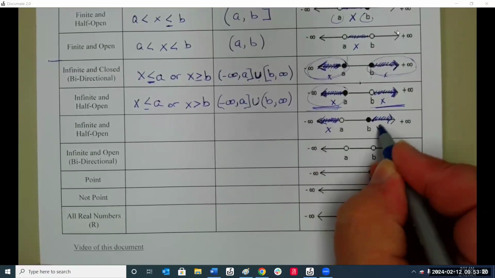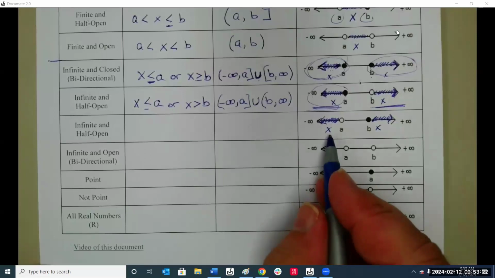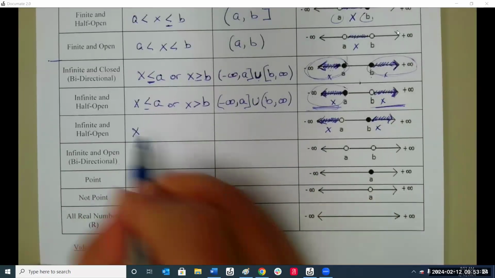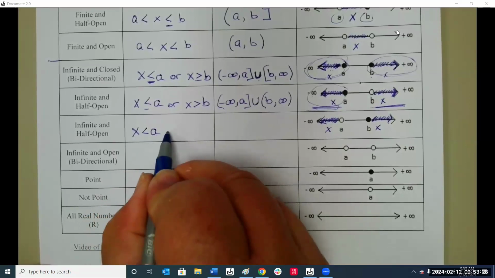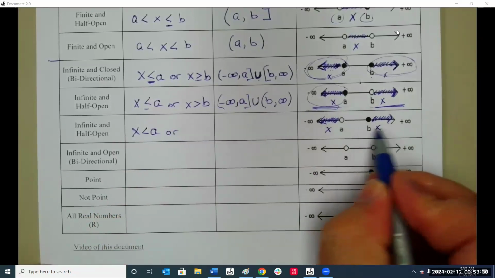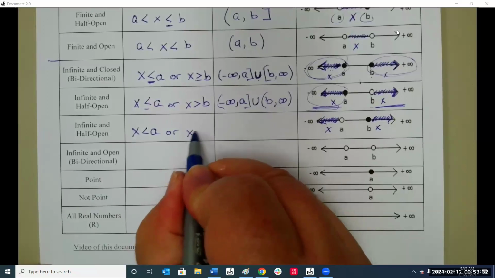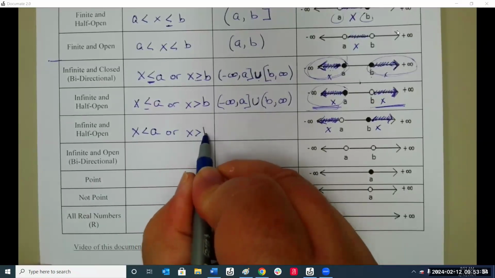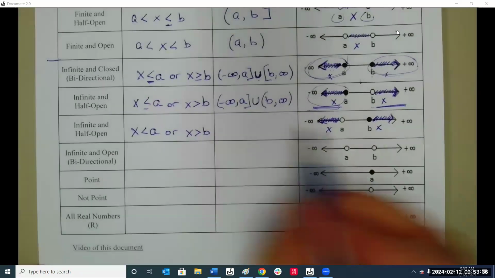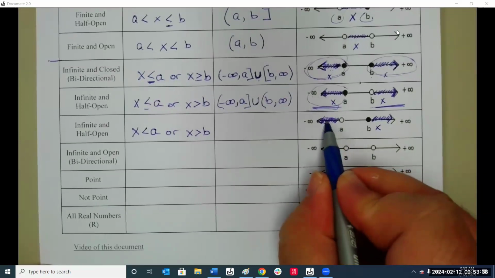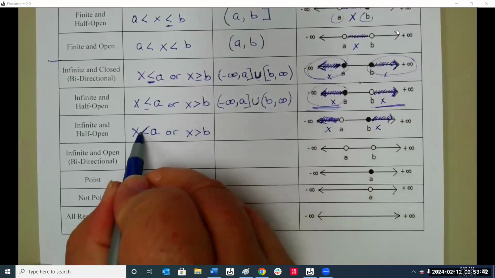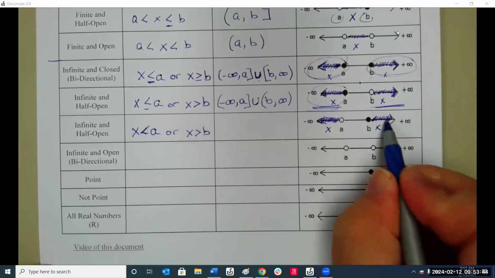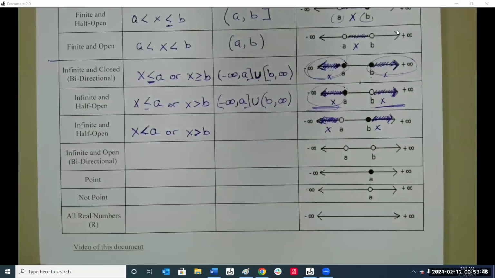My x's. So the first one, x is strictly less than a, or x is greater than b. Remember, I told you, look where the arrow is shaded. Since this side here is going to the left, it's to the left. This side here is going to the right, so it's to the right.